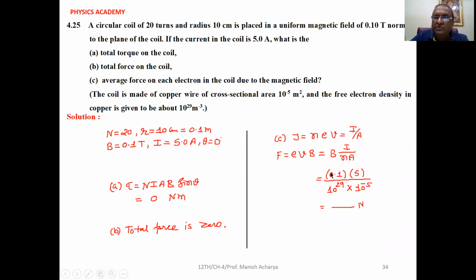Now B is given to you, 0.1. Current I is given to you, 5. Number density of electrons, or we can say number of electrons per unit volume, is 10 raised to 29. And area is given to you here by pi r square. Sorry, area is given to you here as 10 raised to minus 5 directly. So substitute the values and you will get the answer.